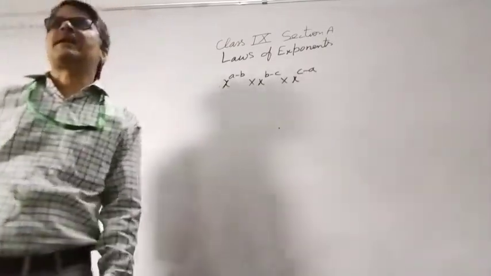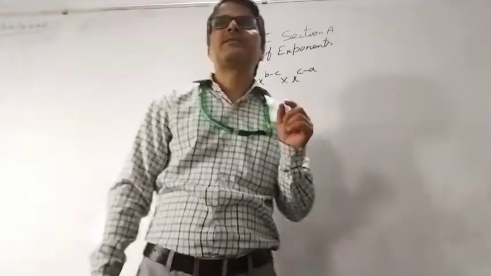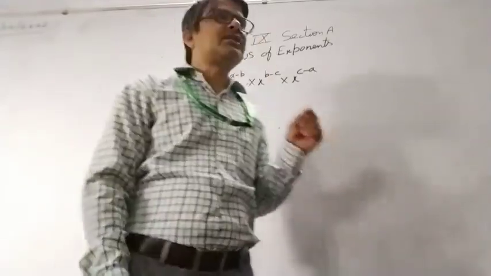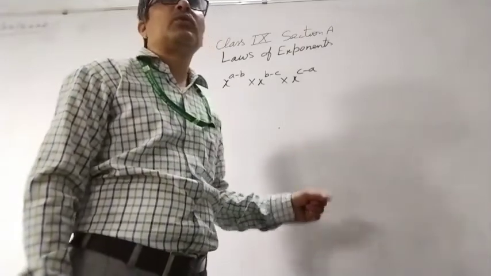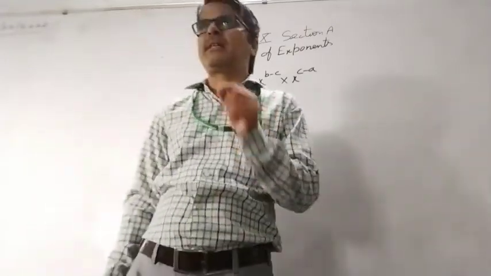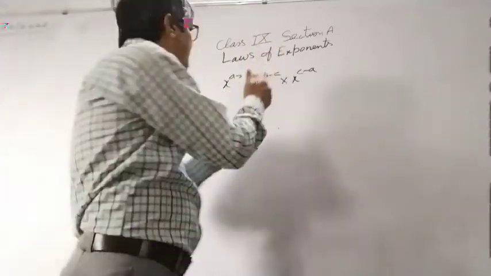x power a minus b into x power b minus c into x power c minus a. The base is the same, x. It is the case of multiplication, so if the base is the same and it is multiplication, the powers will be added: a minus b plus b minus c plus c minus a. Cancel out. What will you get? x power 0. This is equal to 1.